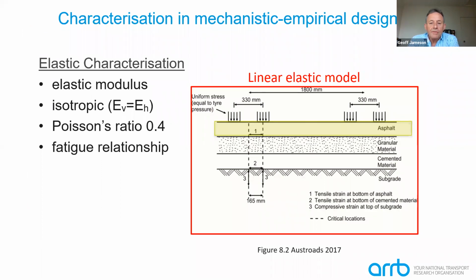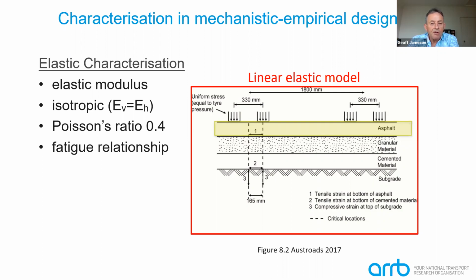Again, in terms of our linear elastic model, which is part of our mechanistic empirical design method, we need the elastic modulus. For this material, like the cemented materials, we assume that it's isotropic with the vertical modulus equal to the horizontal modulus.